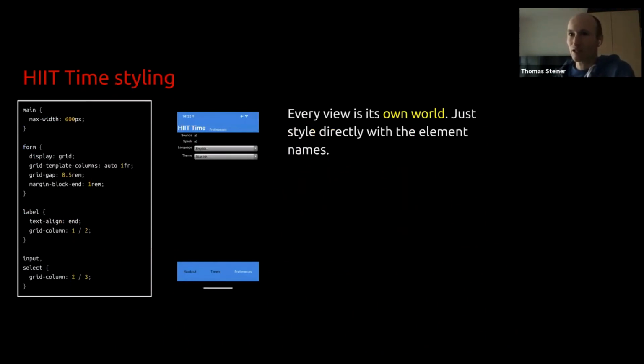Styling. As I said before, every view is its own world. So you get scoped styling for free. So this is the style for my core preferences page here. So you can see I'm just using the element names directly. So no fancy BEM syntax or no fancy whatever class nomenclature that I need to adhere to. It's all just literally the HTML tags as they appear.